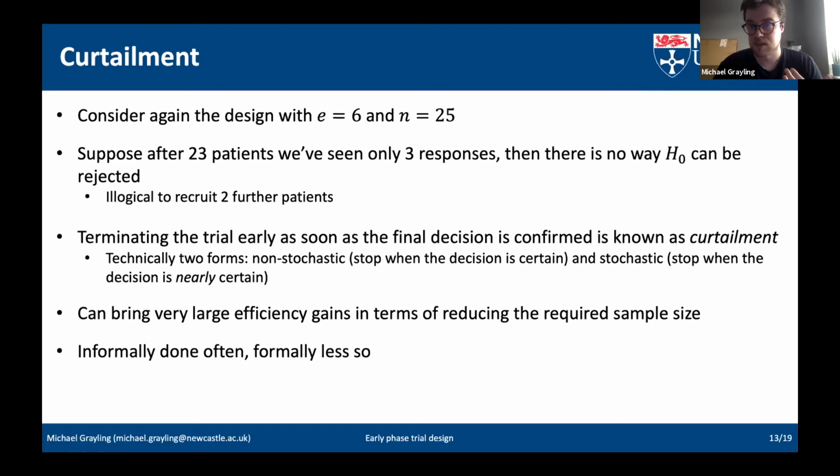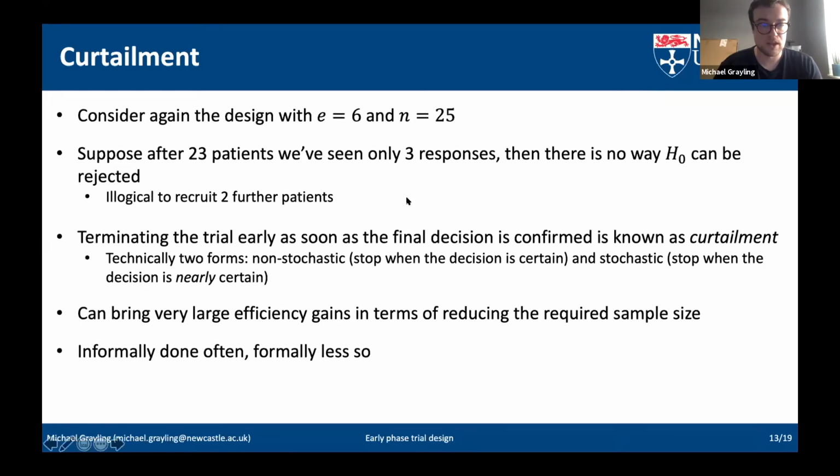So this is what curtailment is. It's terminating the trial early as soon as the final decision is confirmed. And this can really bring very large efficiency gains to your study in terms of reducing the required sample size, quite often far further over Simon's two-stage approach. And while unfortunately this hasn't caught on as often in practice as I think it probably should have done, at least formally, it is something that we found quite a lot of evidence of people doing in the literature. So there are a large number of papers that say, you know, at this point we've seen that there was no way we'd reject our null. And so the TSC or the DMC took the decision to terminate the trial.